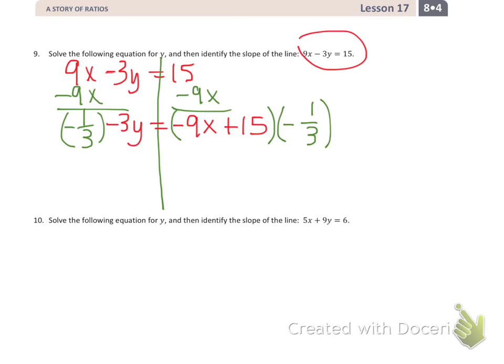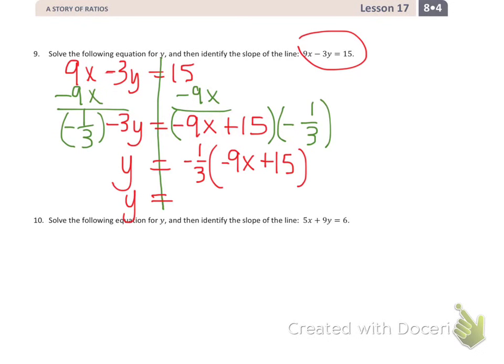Negative 1/3 on the left-hand side, negative 1/3 times negative 3y is just going to be 1y. Positive 1 times y, because the negative 1/3 times negative 3 is positive 1. And then over on this side, I'm going to rewrite this with the negative 1/3 out front: negative 1/3 times negative 9x plus 15. So this makes it really clear why I have to multiply the negative 1/3 times both terms of that equation, because I've got the distributive property going on here.